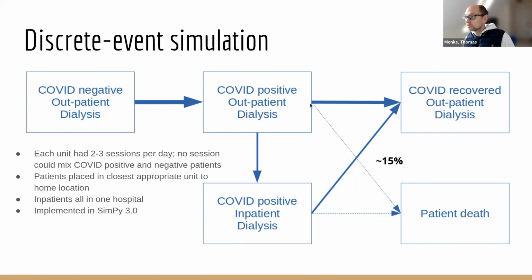Some of those patients would recover, no problem, and carry on being outpatients. A proportion of those would become inpatients and require inpatient care at Portsmouth, for example. Then they would recover from that and go back to being outpatients. But we also had a parameter for patients who might pass away, and we pulled that from early literature about COVID-19 and dialysis patients.